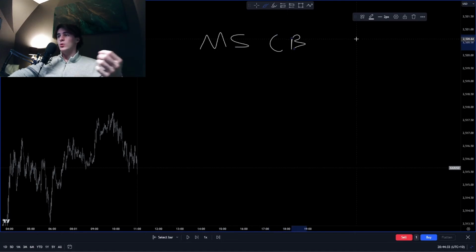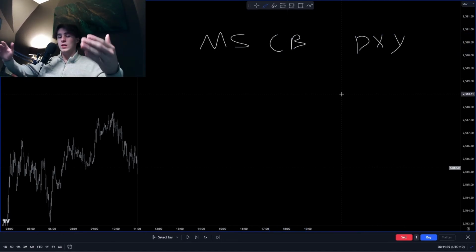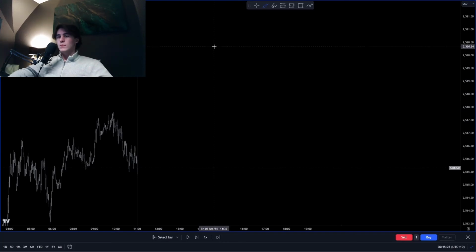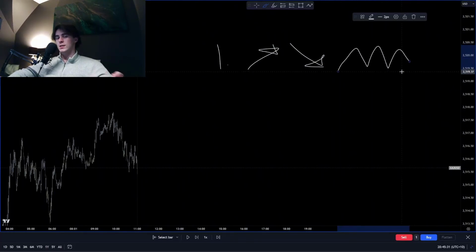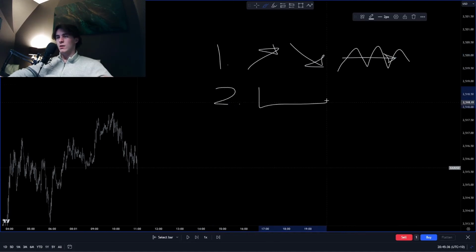candle behavior. I also use DXY correlation with my trades, so that's the dollar index, which is inversely correlated, which I will cover later. The first step is just to identify an overall direction. This can be bullish, it can be bearish, it can be range bound. That's still a direction, it's just sideways. The second step is to find an area of interest.